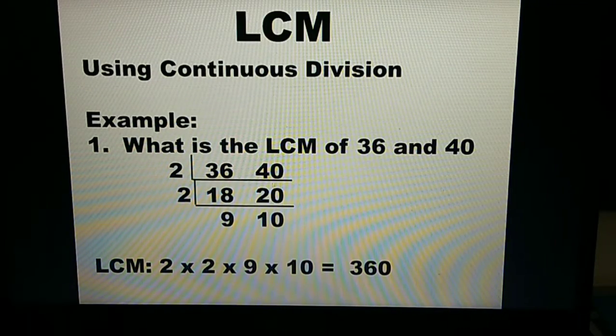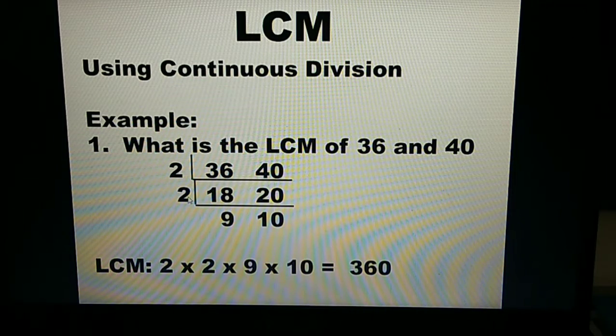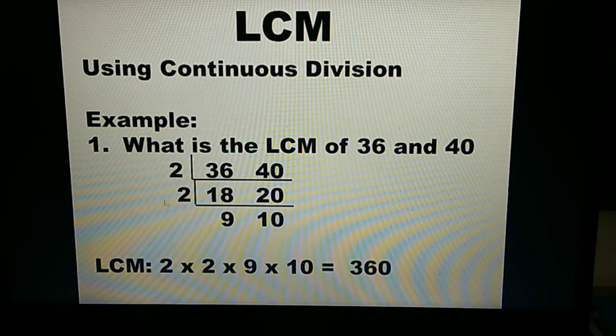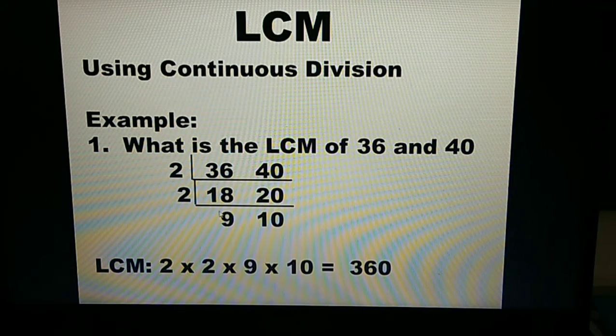So 18 and 20 still have a common factor, which is 2. Divide again. 18 divided by 2 is 9. 20 divided by 2 is 10. So let us stop here since 9 and 10 have no common factor. Now, we are going to consider the two numbers on the left side here and the bottom row, 9 and 10, in finding the LCM. So that's the difference between the GCF and LCM using continuous division.